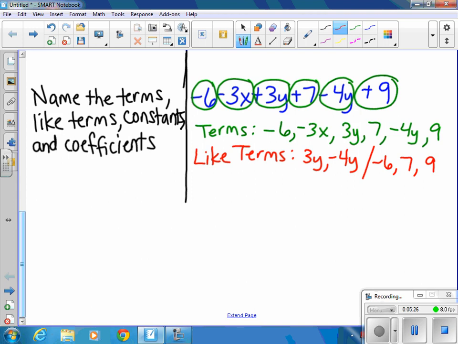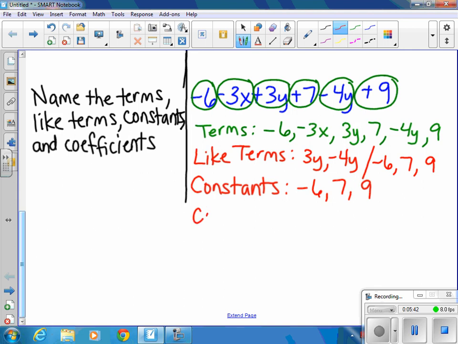The next thing we want to talk about are constants. Constants, remember, are the integers that have no variables attached to them. So if you just glance through your problem and look for all the numbers that have no variables, we have negative 6, positive 7, and positive 9. There are three constants in this problem.